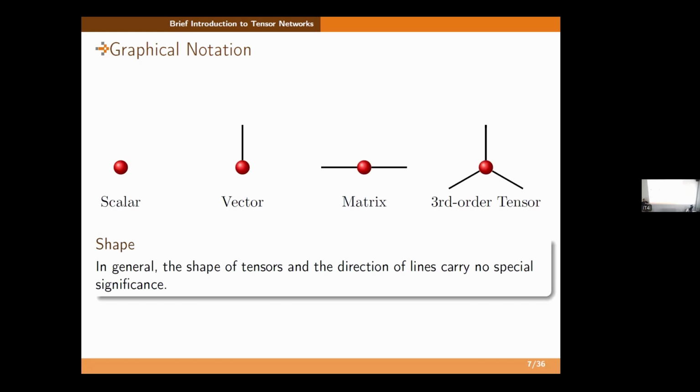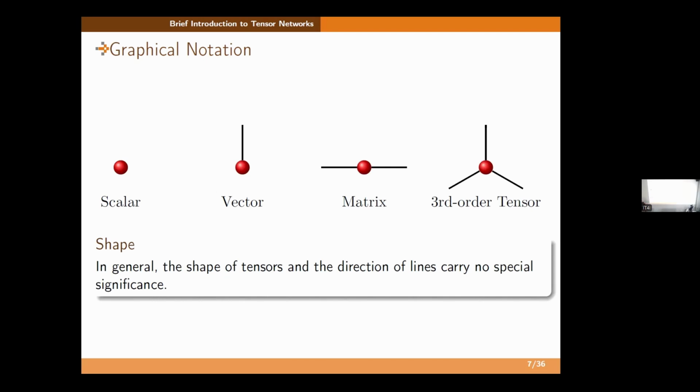So here, I want to introduce the diagrammatic or graphical notation, in which tensors are represented by some shape. Often it is a circle or square or triangle, whatever you like. The shape itself has no meaning. And each line going from this shape, also called in the literature a leg, is an open index. So the scalar is just some shape. The vector, here we have a tensor with one open index.